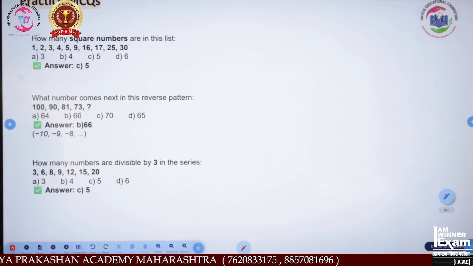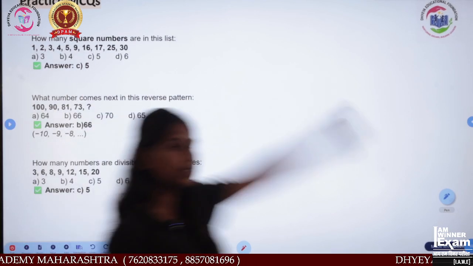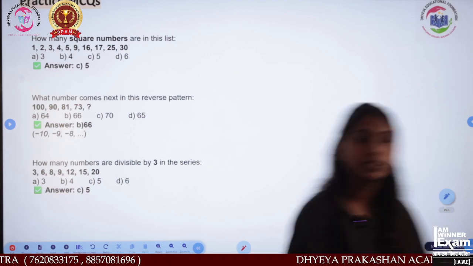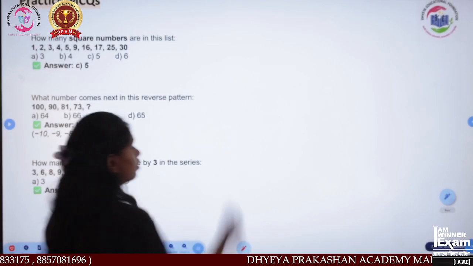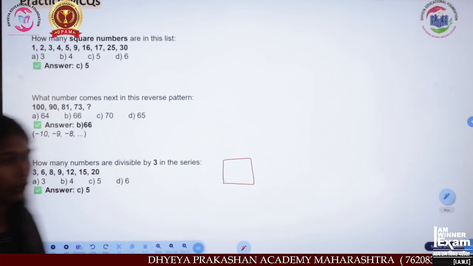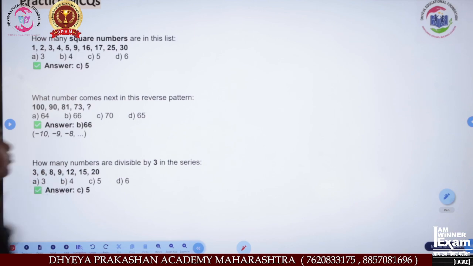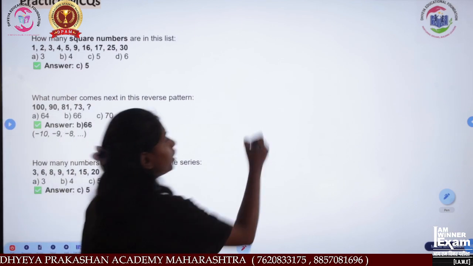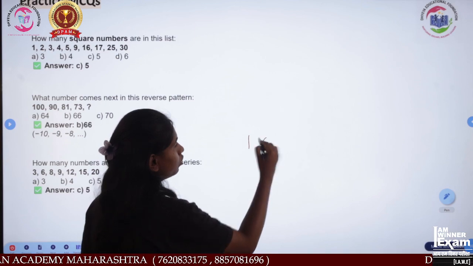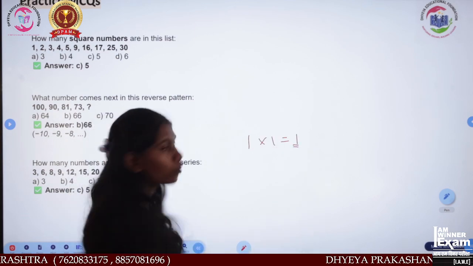Then next page. Then how many squares are in this list? Now what is meant by square? Not this square. Not this square. Here the square number means if you multiply one number with the same, like 1 into 1, it will be 1. Now the answer 1 is the square of the 1.